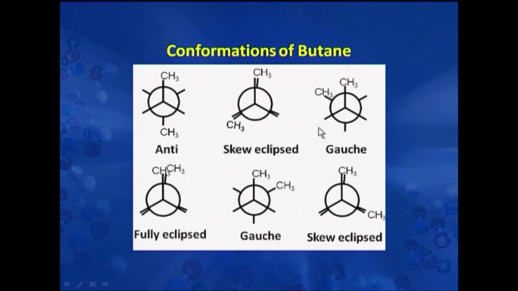This is gauche, again we get this one the fully eclipsed, again gauche and then skew eclipsed. The position of substituents on one carbon have been kept fixed and we are rotating the carbon behind it. Hydrogens have not been written in these diagrams just to avoid confusion, because these lines become very close and the hydrogen atoms become overlapping in writing. So, it is understood that where we have not written anything is hydrogen and methyl groups are mentioned.